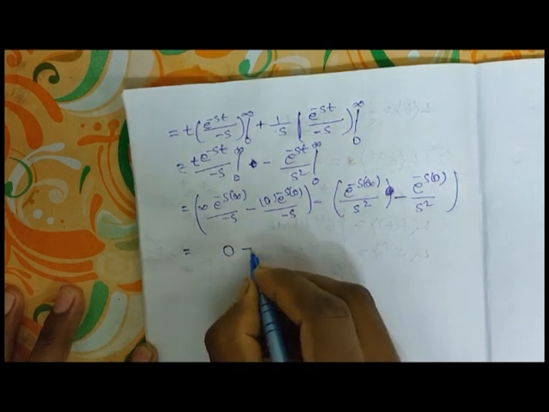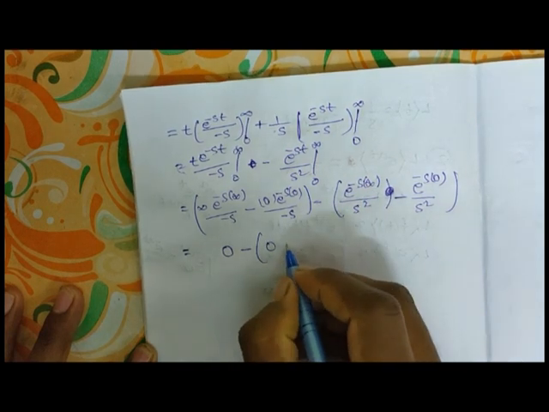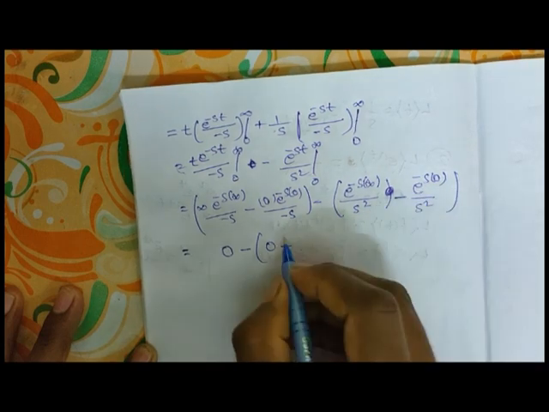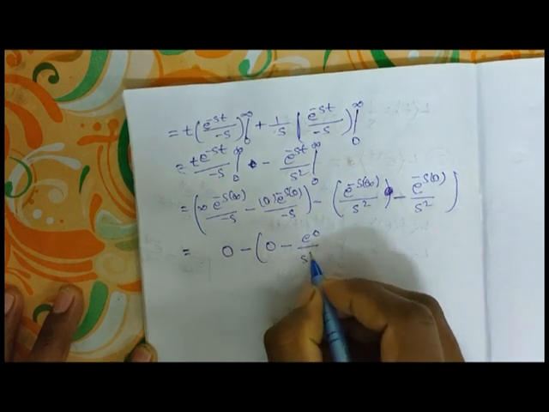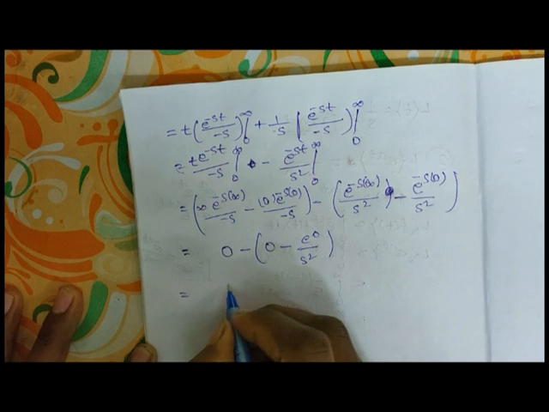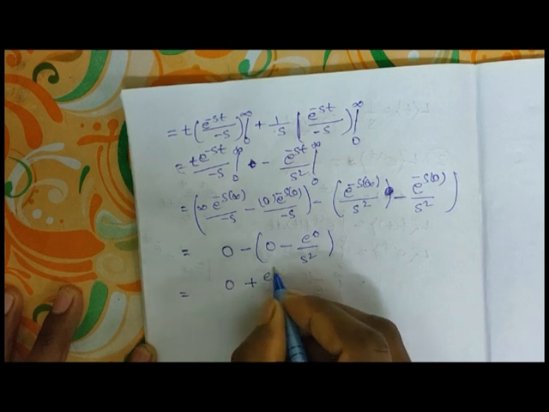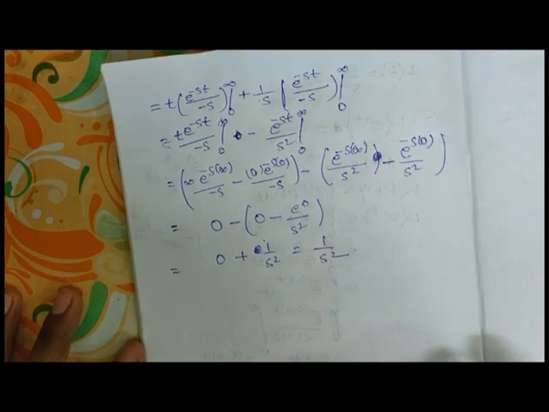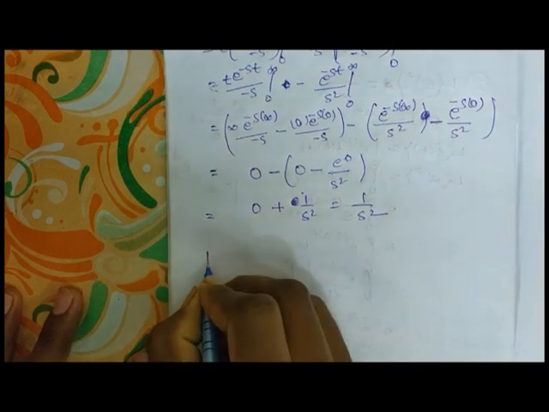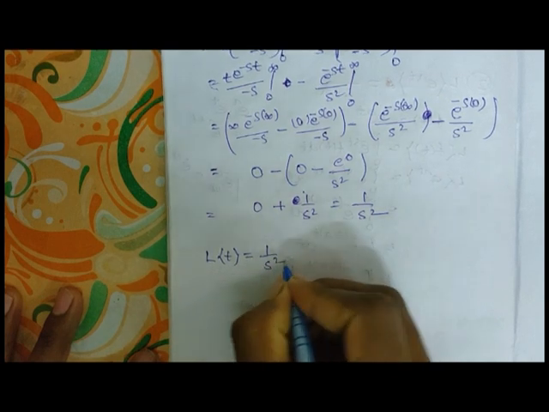So we have this, multiplied with infinity and multiplied with 0, so this whole term will become 0. We have this one multiplied with infinity, so it will be 0, and minus we have e^0 into minus s, e^0 by s². So we got 0 minus, minus minus plus e^0, e^0 means 1, by s², so equal to 1 by s². So Laplace of t equal to 1 by s² proved.